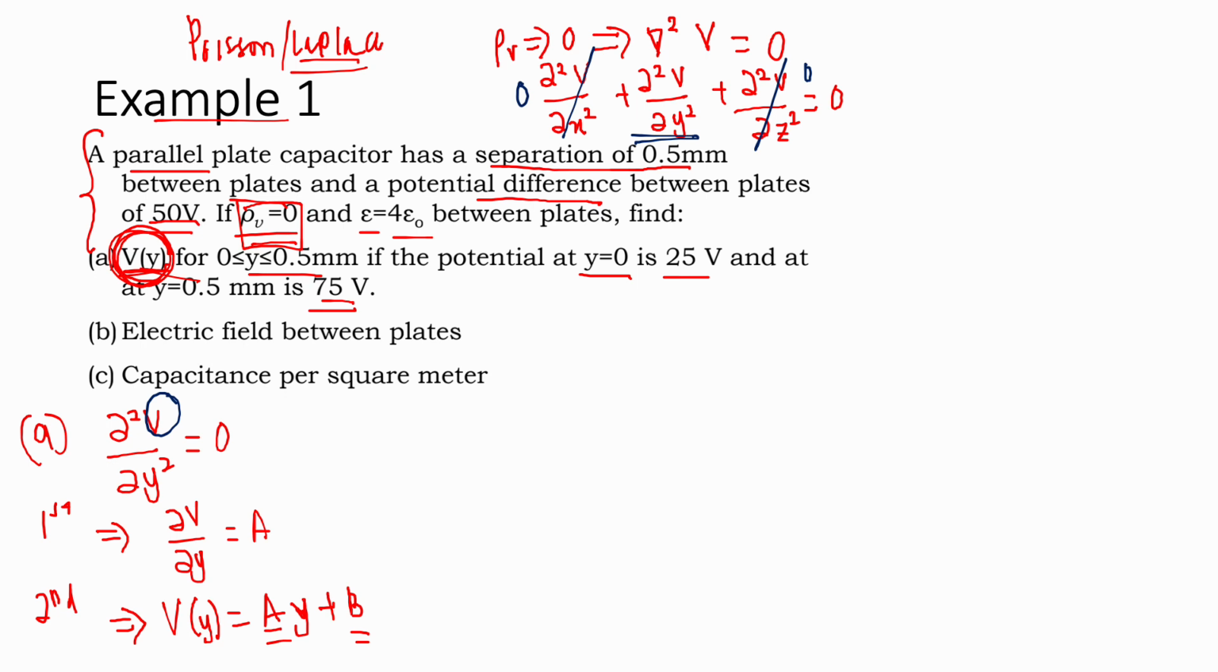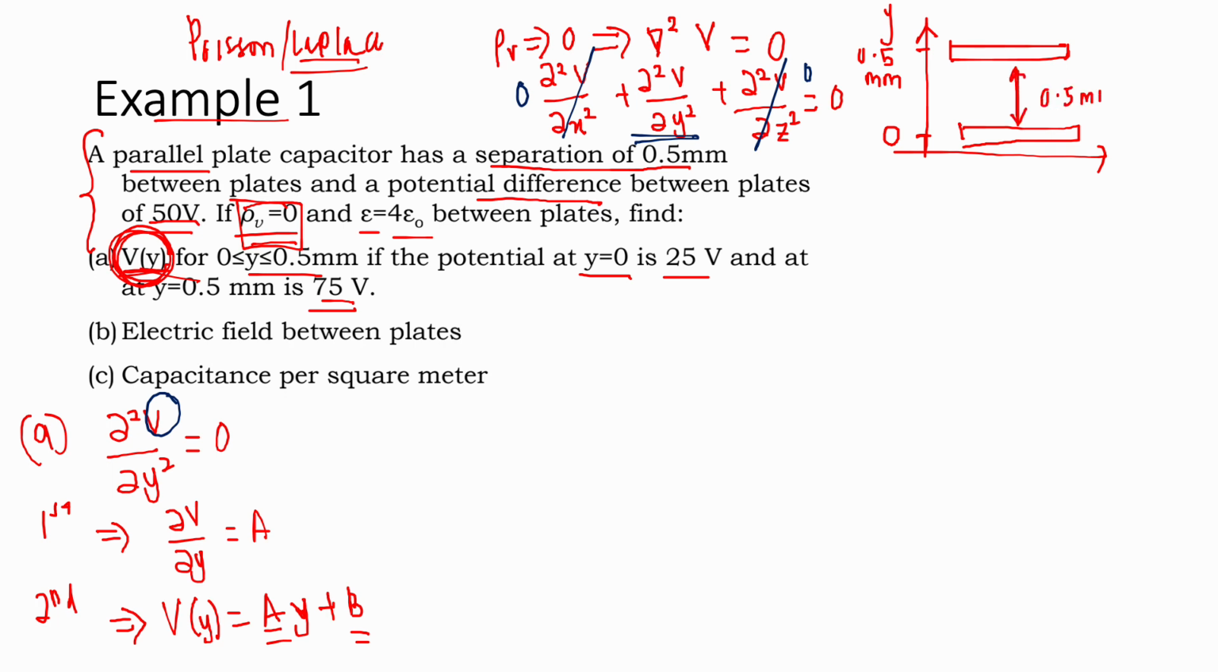Oh, I forgot to illustrate the structure. Since we are interested in the y element, it is going to be along the y axis. We have two parallel plates. Let's assume the bottom plate is located at y equals 0, and the next plate is located at 0.5 mm. Therefore, the separation gives us a 0.5 mm distance.